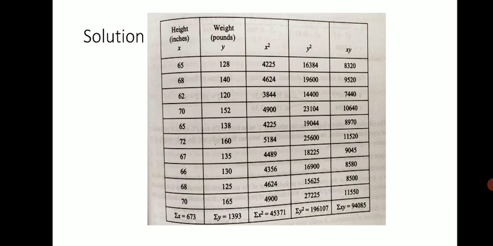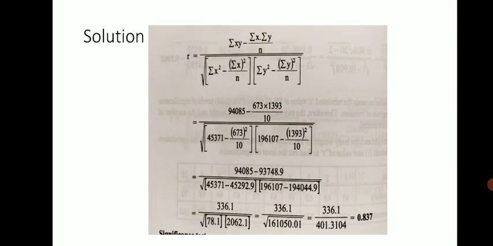You have to draw a table and put these values in column x, the values are already given, and column y, values already given. Then in the third column you square the x values, in the fourth column you square the y values, and finally in the last column you make the product of x into y, the values of x multiplied by the values of y, and then sum up all these. In the last row you can see the final summation, and by putting these values in the given formula for r, you can calculate the coefficient of correlation. For this problem it is 0.837.